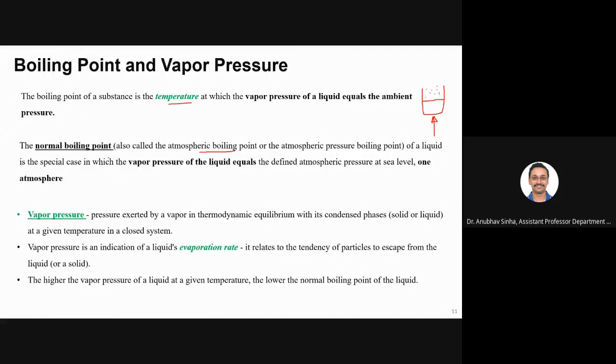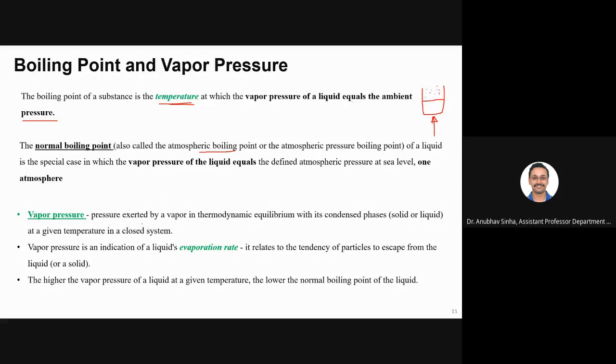So this is how you define your boiling point. Boiling point is the temperature where the vapor pressure of the liquid equals the ambient pressure, which is basically atmospheric pressure for the normal boiling point. Now the question is, what is vapor pressure?